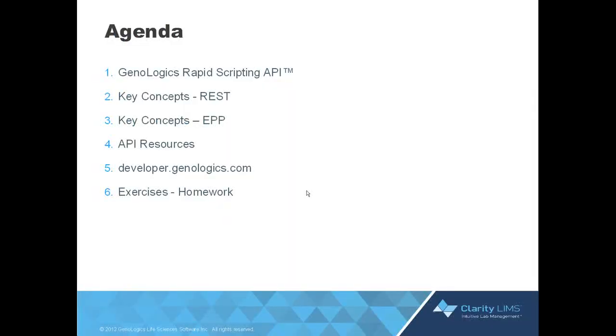This introductory module will touch briefly on what the Rapid Scripting API is, as well as the key concepts behind it, which are namely REST and EPP. We'll also look at the API resources that are available to you, one of which is the developer.genealogics.com website, which you should already have access to, as well as a login for some of the restricted parts of the site.